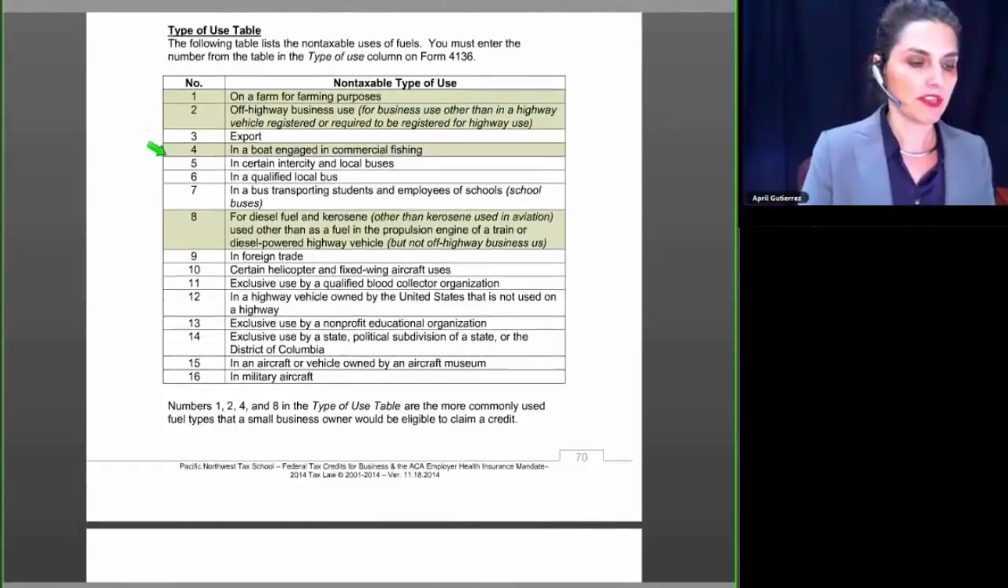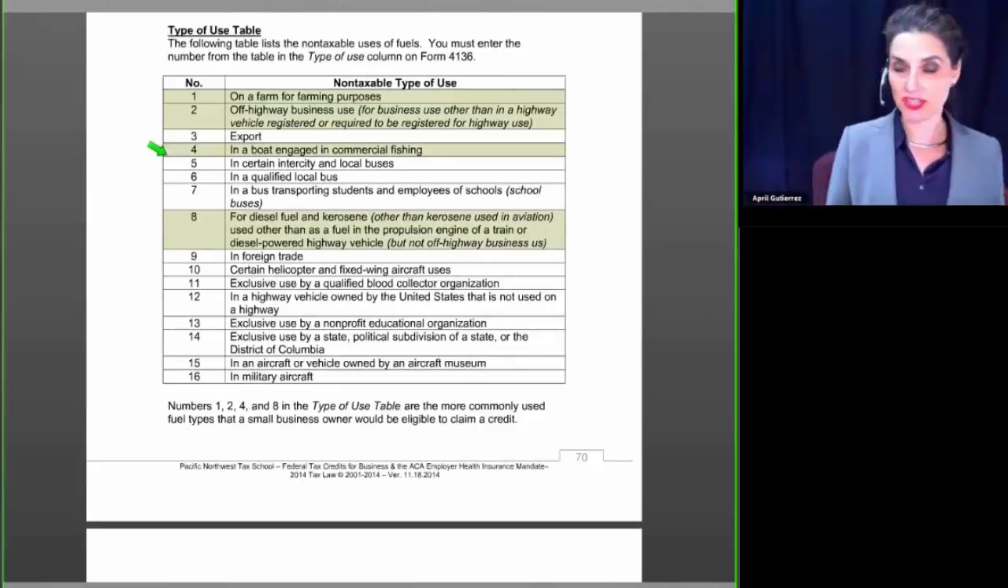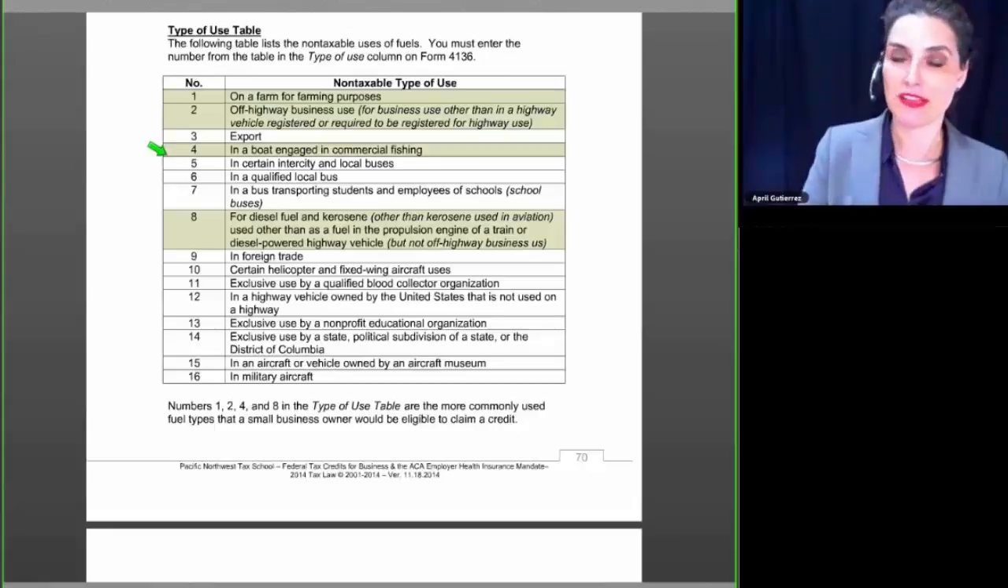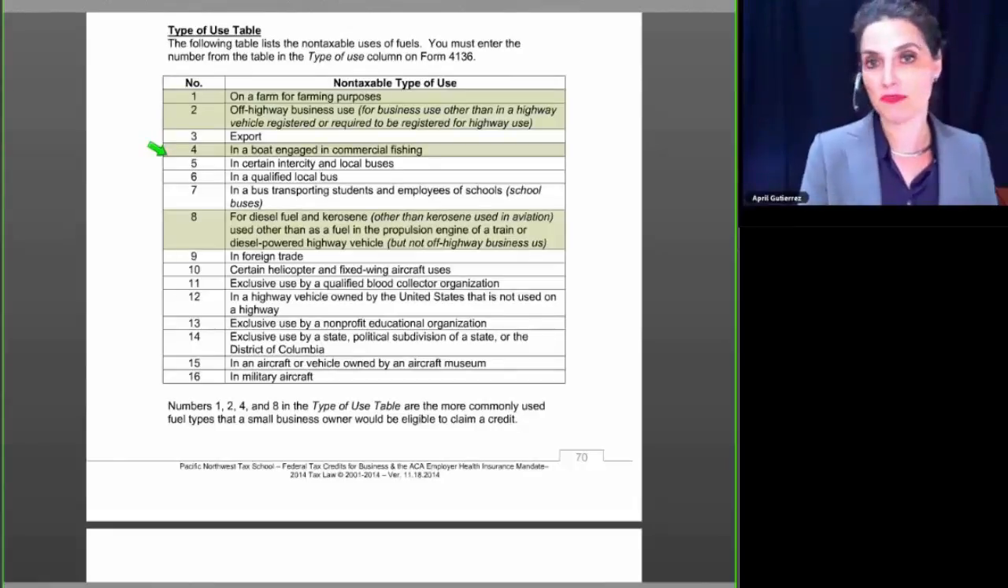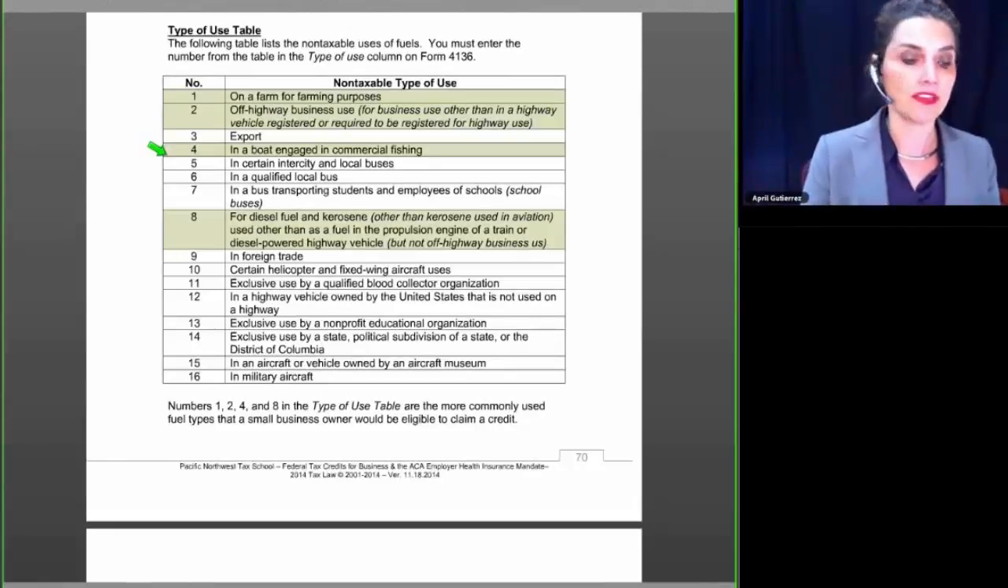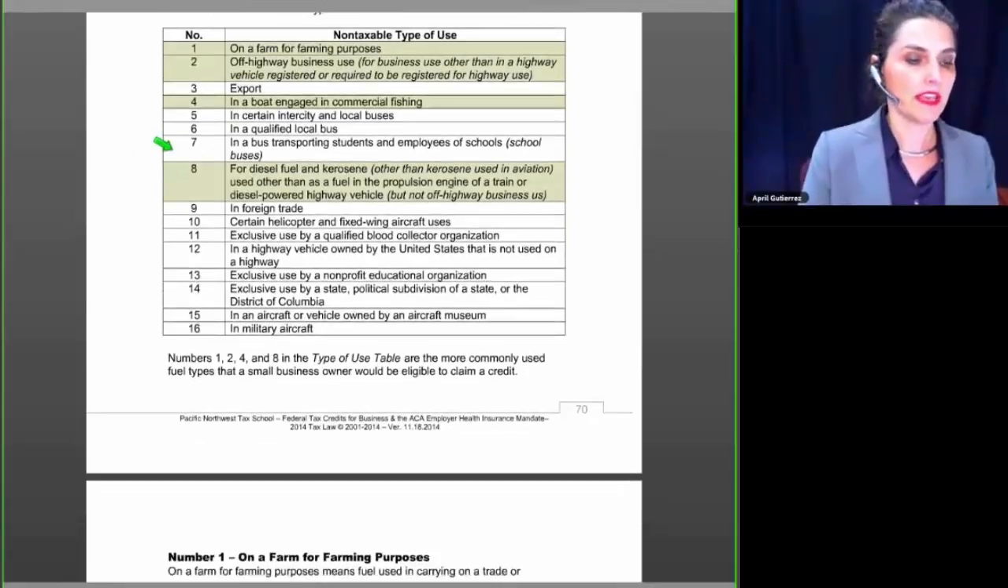Also for export. Number four, in a boat engaged in commercial fishing. So if you are a fisherman and you have your fishing boat and you are putting fuel into that fishing boat for use in your commercial fishing, you can get a refund of a certain portion of the tax you're paying at the gas pump on that. Number five, in certain intercity and local buses, in a qualified local bus, in a bus transporting students and employees of schools, in other words, school buses.